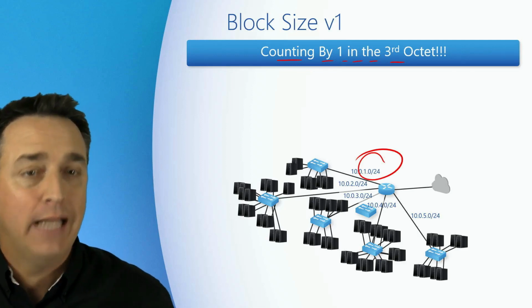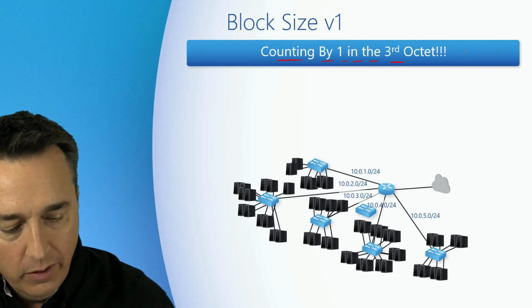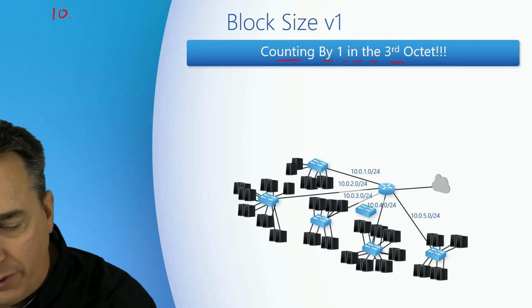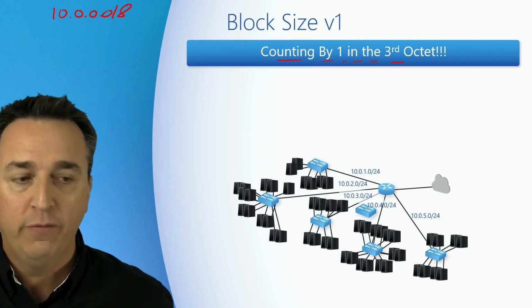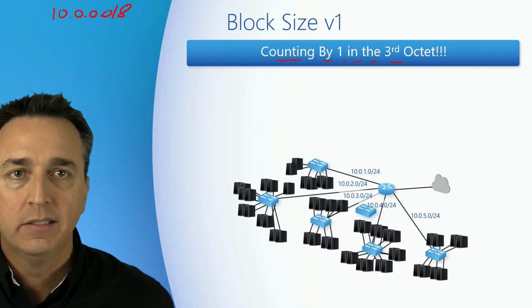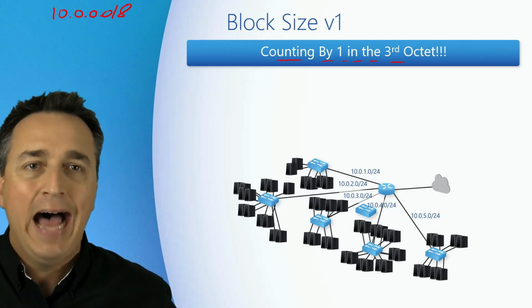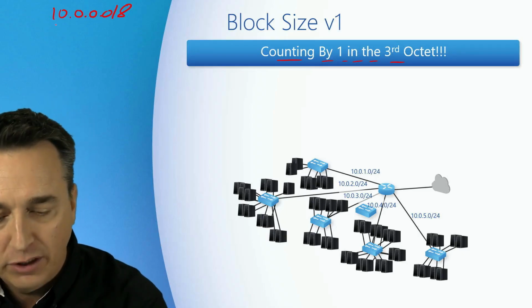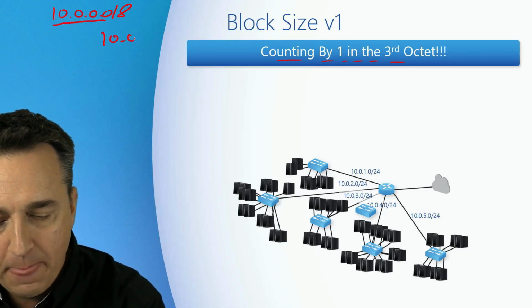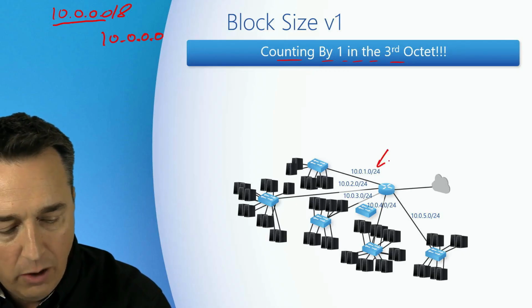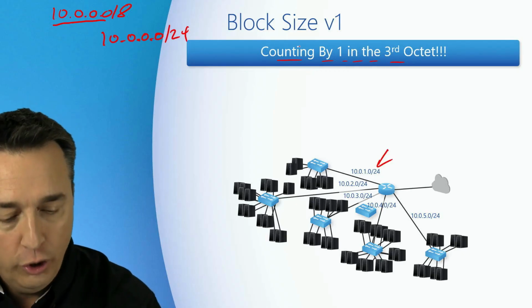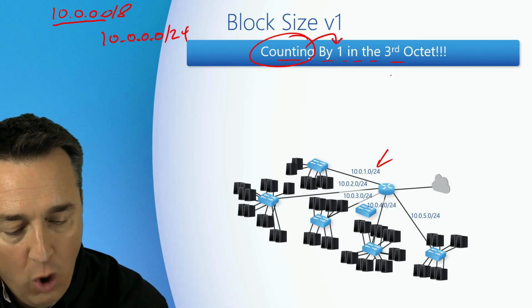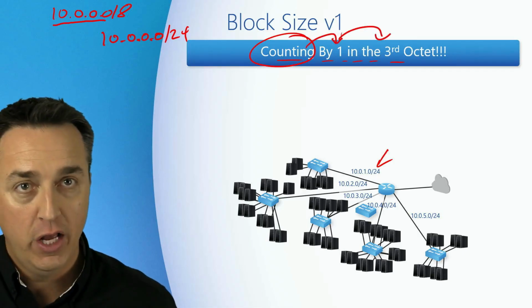/24. Okay, so what does that actually mean? Well, what was our original network? Our original network was 10.0.0.0/8, right? That's what it was. We got to /24s. So what is the very first address? The very first address is going to be this exact same number, but now it's a /24. Okay? Now you count by 1 in the third.